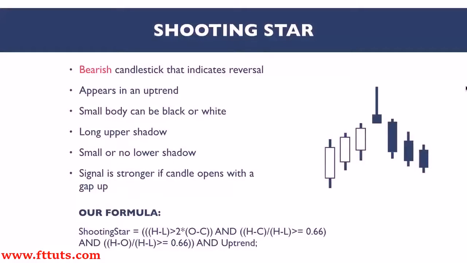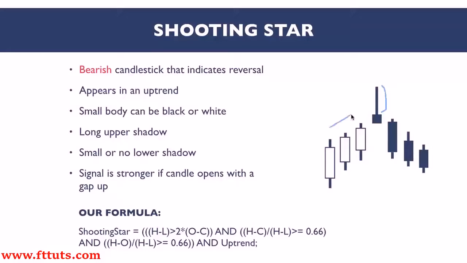The shooting star pattern occurs when a security opens strongly, moves higher, but then falls back and ends up closing near or lower than the opening price. The candle should therefore have a long upper shadow, close near its lows, and it should occur in an uptrend.